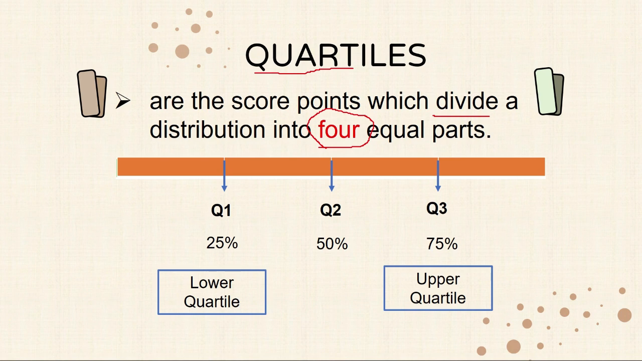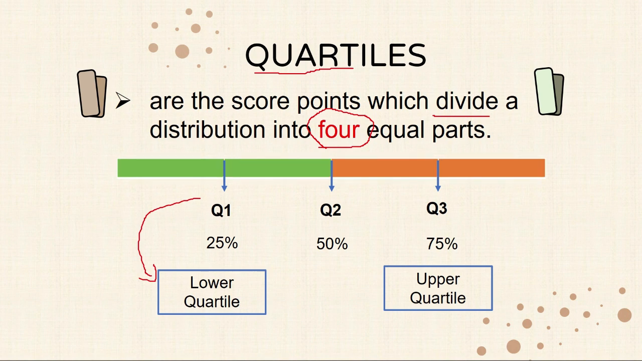For this example, we have the first quartile, quartile 1, also known as the lower quartile, which is equivalent to 25% of the distribution. It means that 25% of the data has a value of less than or equal to quartile 1.